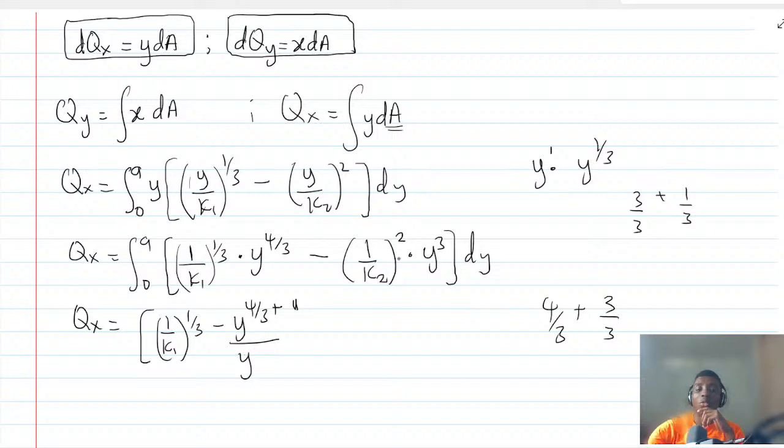All we are trying to do is integrate y to the power 4 over 3. And for integration, all you have to do is add 1, and divide by the new power. So it's going to be 4 out of 3 plus 1, divided by 7 out of 3.